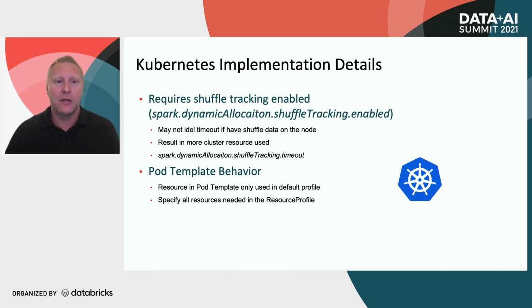On the Kubernetes side, it requires the shuffle tracking feature to be enabled. So the dynamic allocation shuffle tracking enabled config. And this is in order to use dynamic allocation, basically. One thing to keep in mind here is that since it's shuffle tracking, if your executors from an older resource profile have shuffle data on them, they're not going to idle timeout. So this could mean that you're using more resources than you expect.